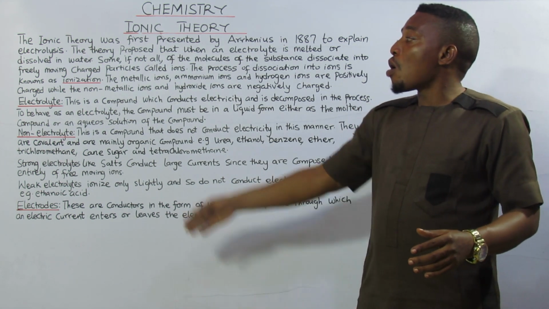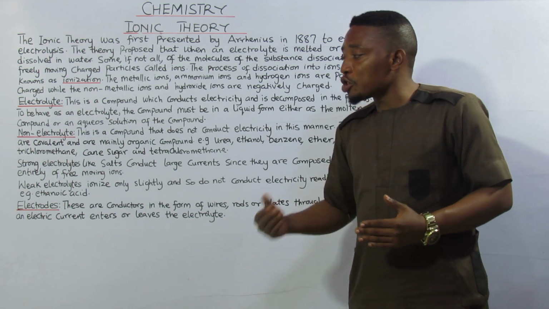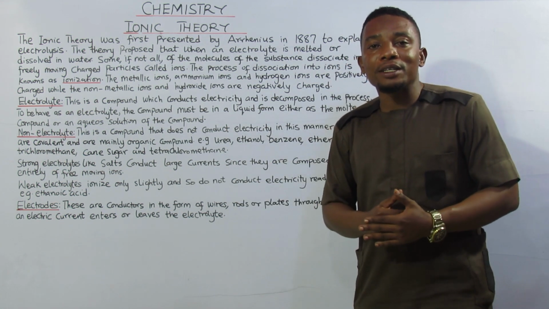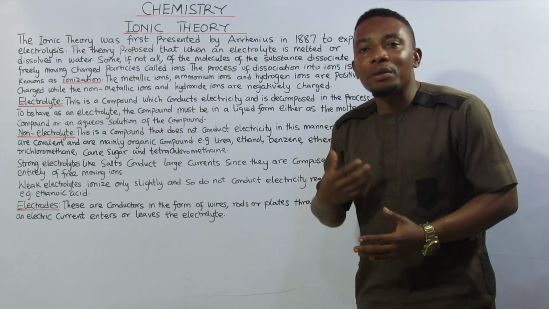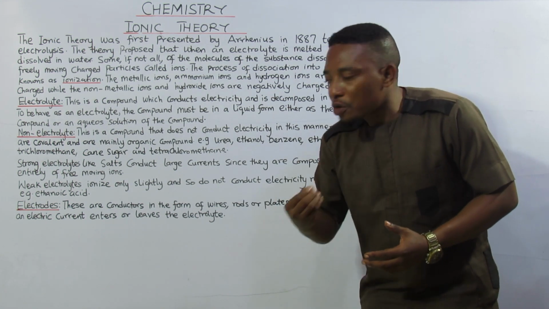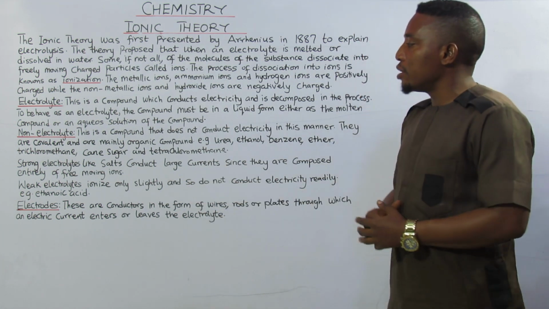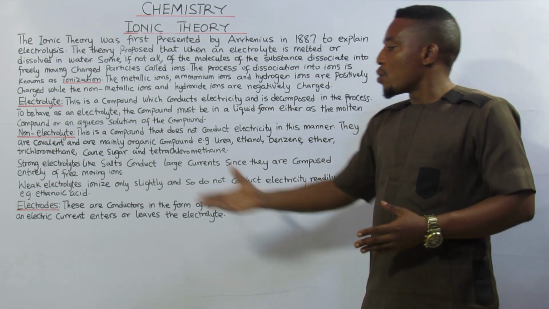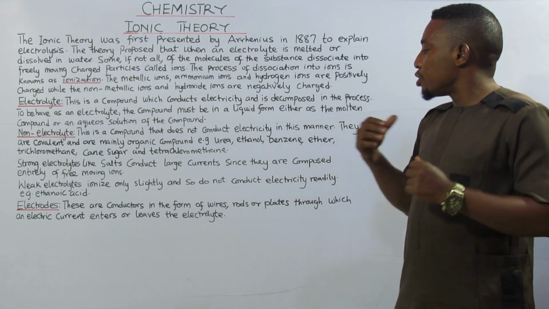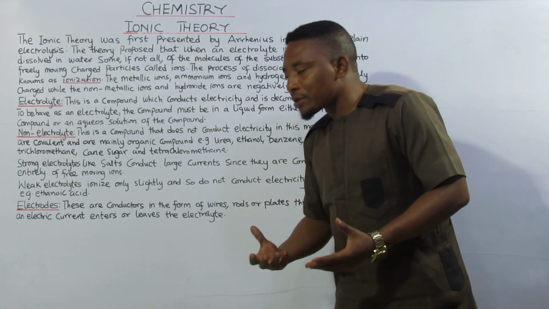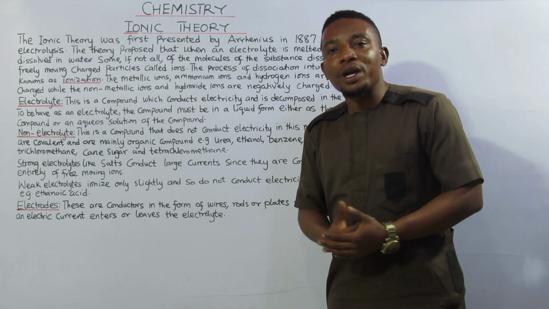That is what we call ionization. The ionization we see in weak electrolytes is very small. So because of that, they cannot conduct electricity. So when we look at weak electrolytes, we say that they ionize only slightly and so do not conduct electricity greatly.